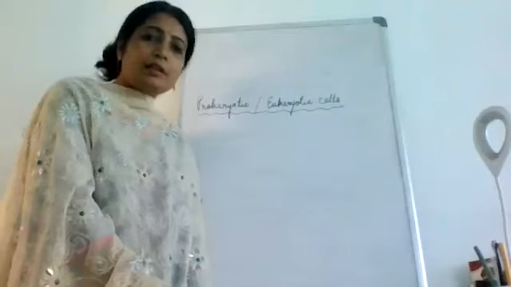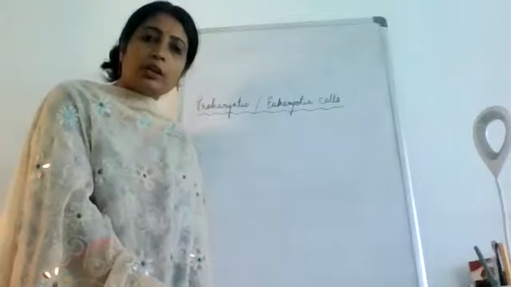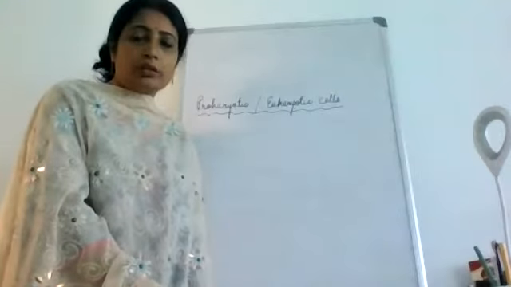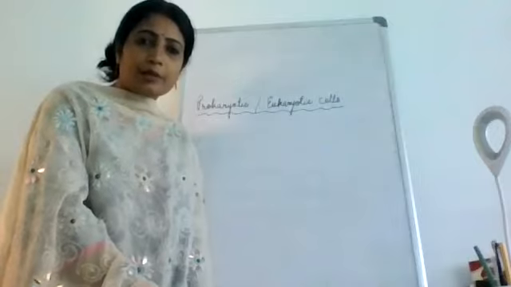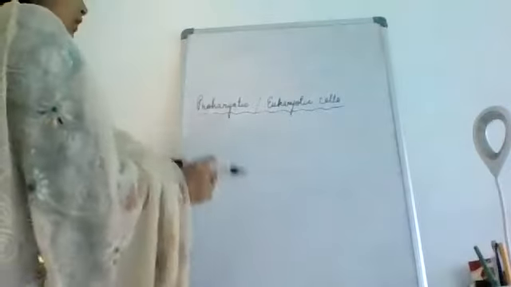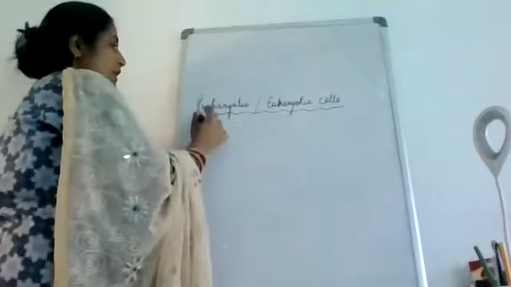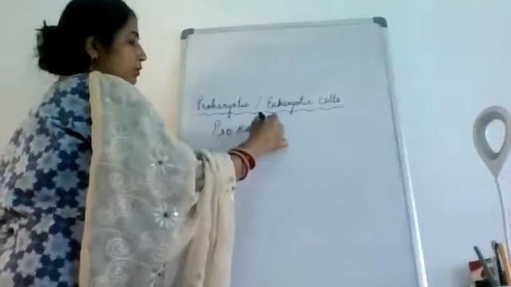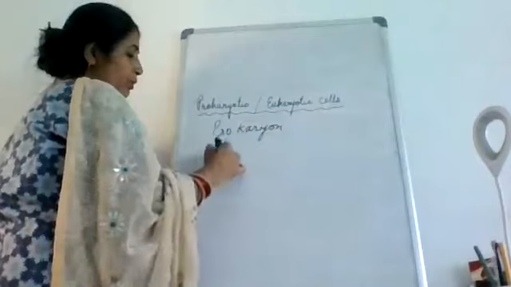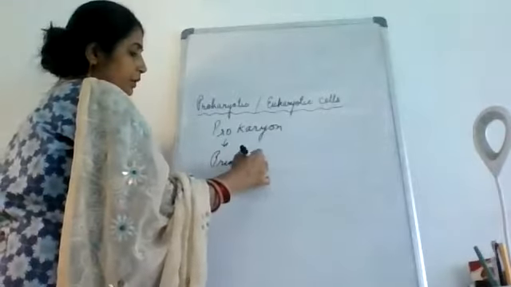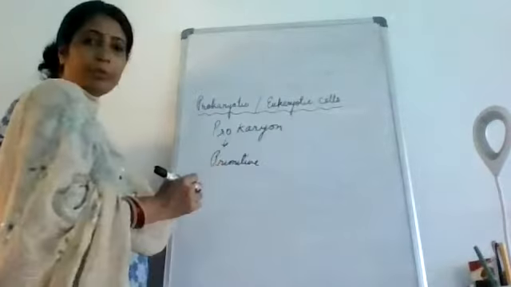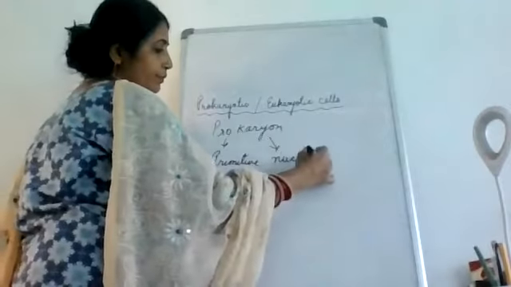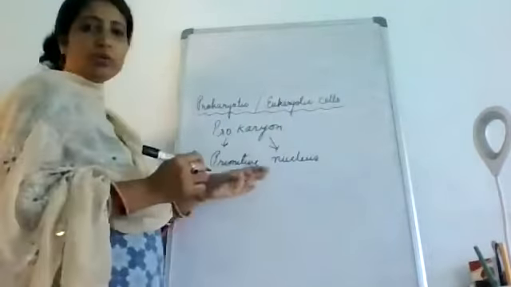See, whether a cell is prokaryotic or eukaryotic is based on what? It is based on the complexity of the organelles which are present in the cell. This word prokaryote has been taken from pro and karyon. Pro means primitive, and karyon means nucleus. So primitive nucleus.